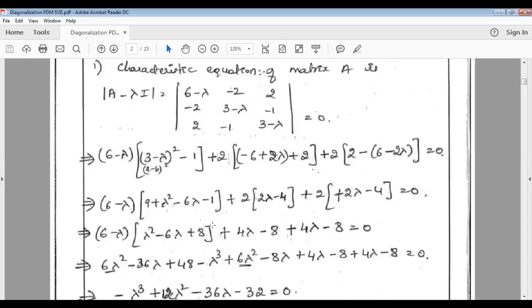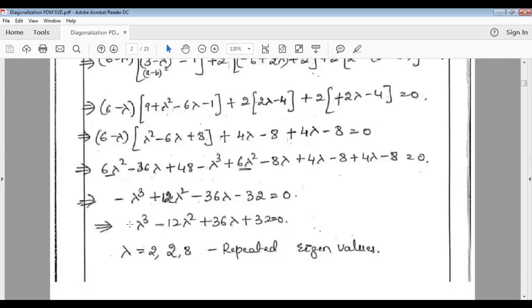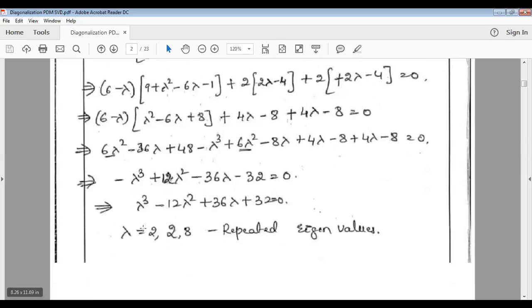Right? And then you can do the arithmetic here. That's a simple process. And you'll end up with an equation which is of power 3. So you'll have lambda cube minus 12 lambda square plus 36 lambda plus 32 equal to 0. And then here you'll have to find the values of lambda. So you can simplify this cubic equation into a power 1 equation multiplied with a quadratic equation, that is a power 2 equation, and then you will find the values of lambda. Those values of lambda turn out to be 2, 2, and 8. So this is the first step that we did yesterday.